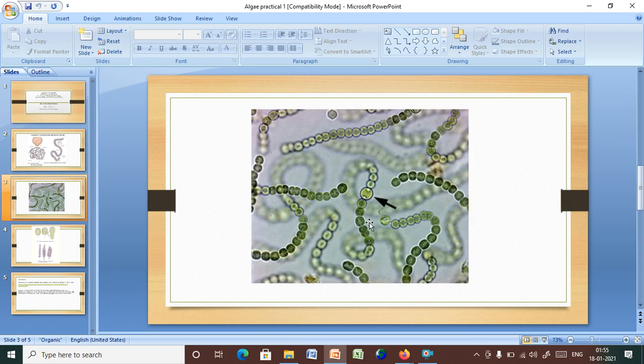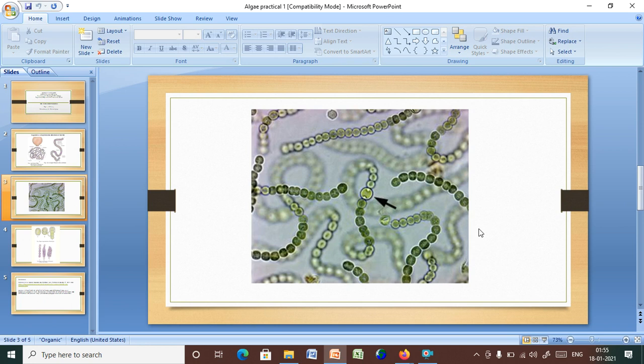Under a light microscope, if we observe a live specimen under high resolution, they show like this, and the arrow indicates the location of the heterocyst. A heterocyst usually shows an intercalary position, and in some cases they also show a terminal position.